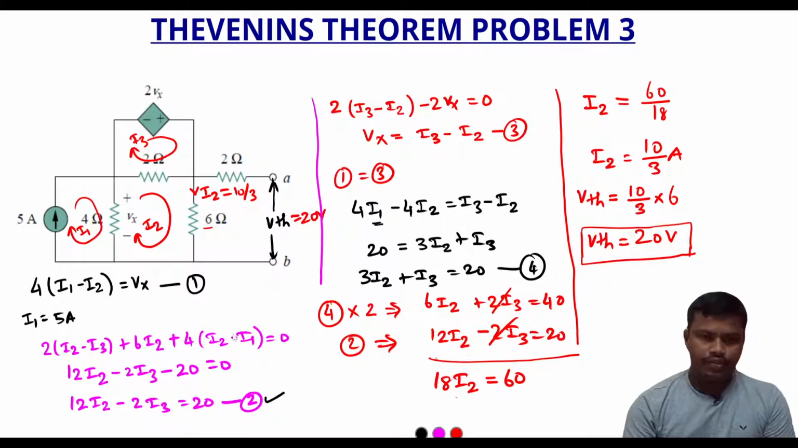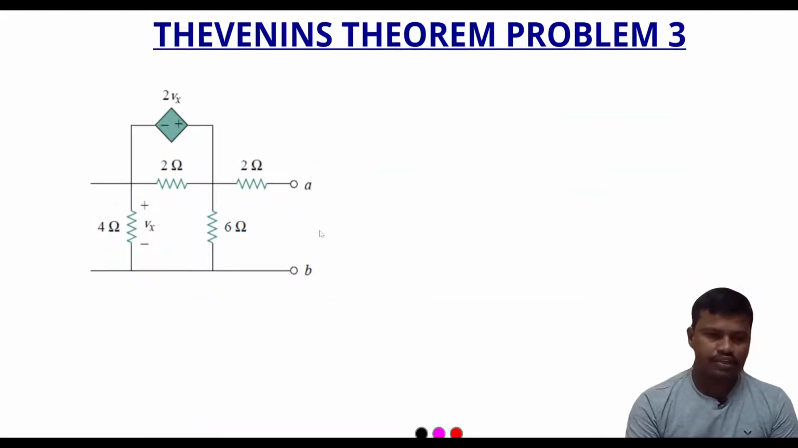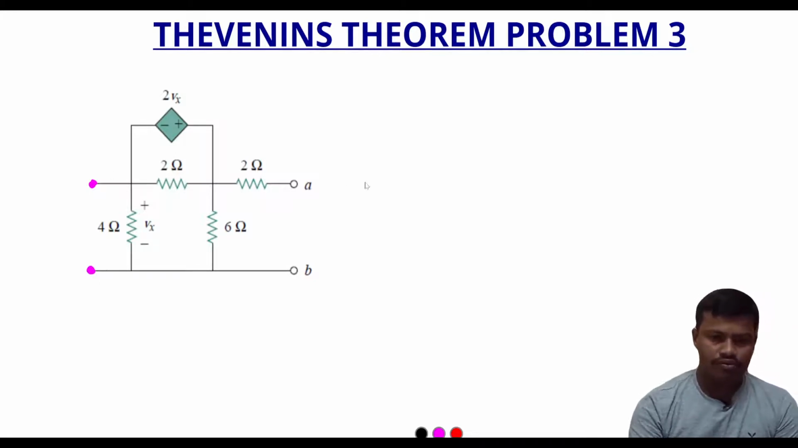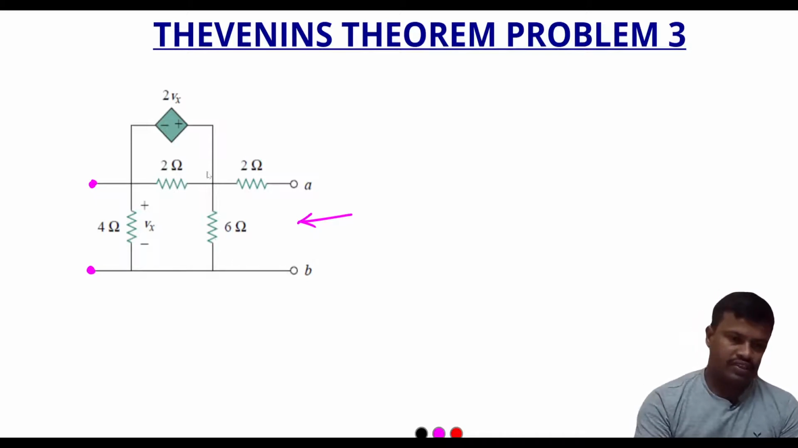Now we need to find out the value of RTH, that is Thevenin's resistance, when we look from the terminals A and B. To turn off the independent current source, we need to do the open circuit. Here we did the open circuit. Now we need to look from the open circuit terminals, that is A and B, and find out the value of resistance of this circuit.